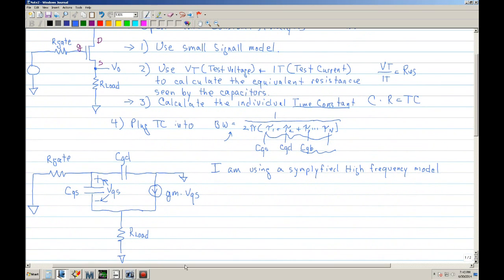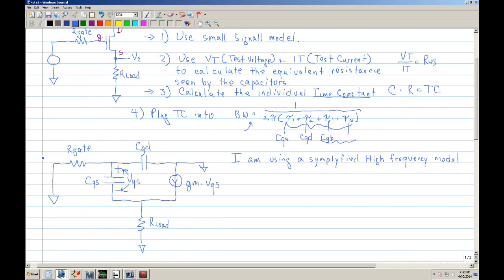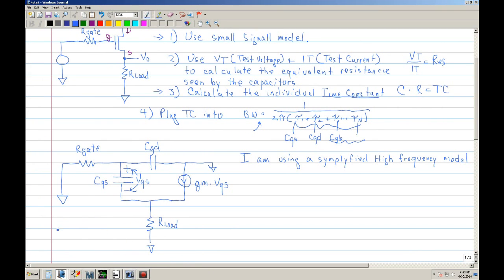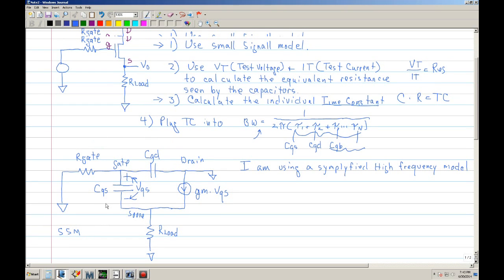Next would be the small signal model. This is a small signal model. If you can see from the model, I have the capacitance from the gate, that's the gate, source, and this would be the drain. Like I said, there are, I believe, 4 capacitors, but I'm neglecting the other 2, and I'm just concentrating on these 2.